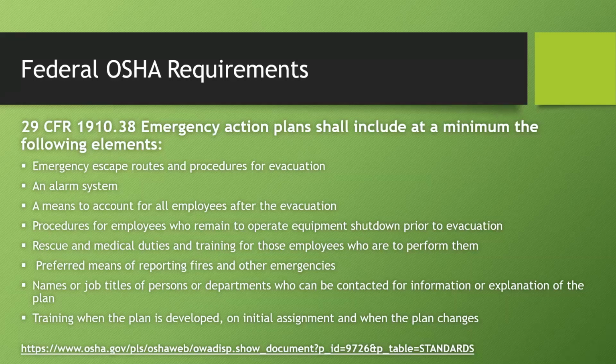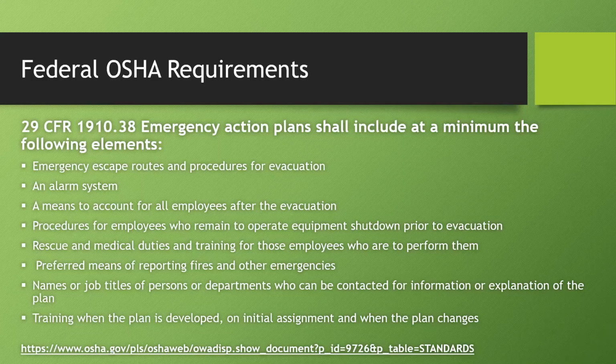Rescue and medical duties and training for those employees who are to perform them. So depending on what state you're in, some states require a certain number of employees to be trained on first aid and CPR, for example, for 20 employees, there should be one individual present and certified to be able to perform that. So again, whether it's required or not, it's a good practice. And so making sure somebody is trained and knows how to perform those duties if necessary.